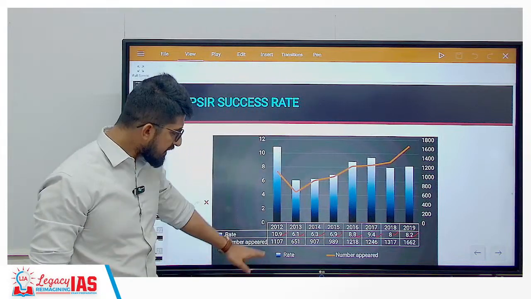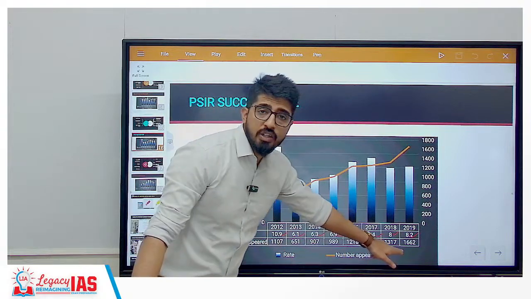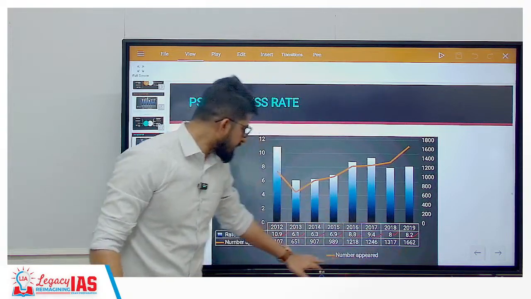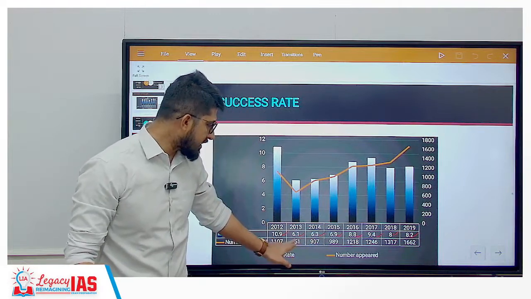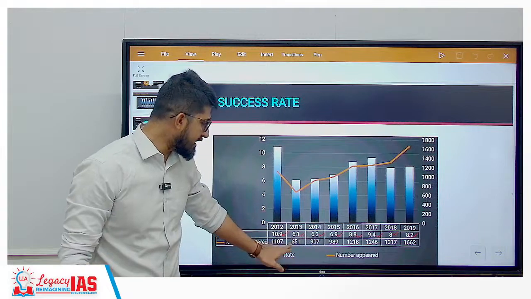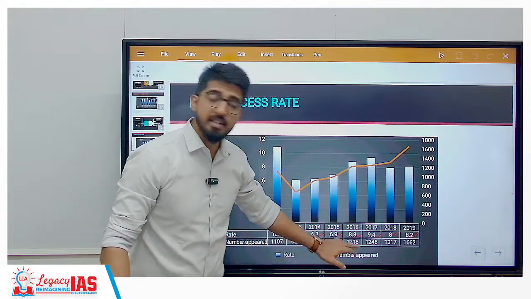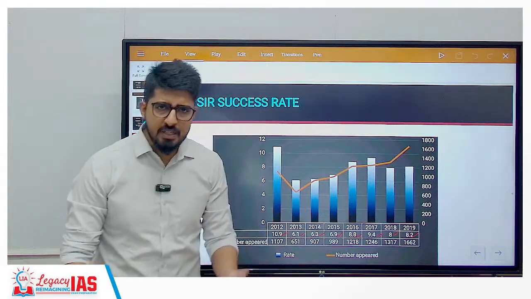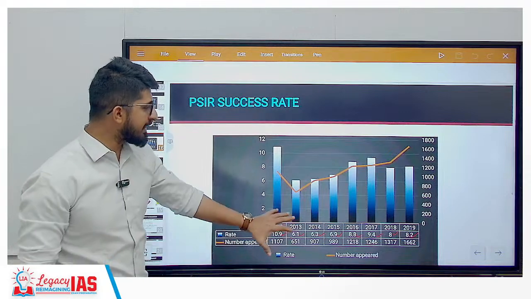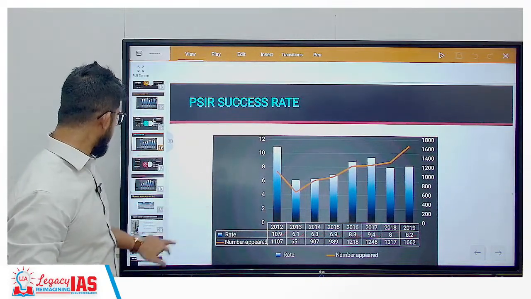But the number of people who are taking this as an optional has remained on the higher side. While the success rate dropped to 6.3, 6.1, 6.3 in those years, still the number of people choosing it as an optional kept on increasing. That is the nature of the paper. But why? Because it is interesting. Still, people believe this is a good optional, and it is a good optional, yes.